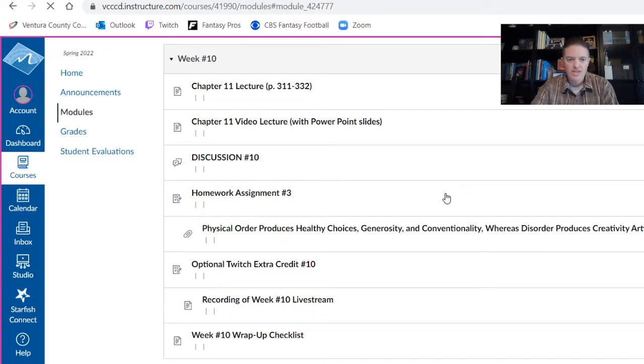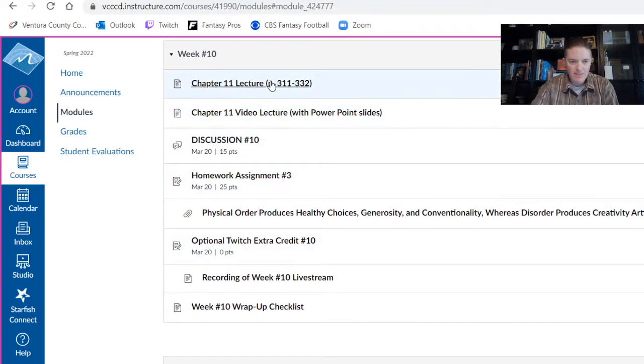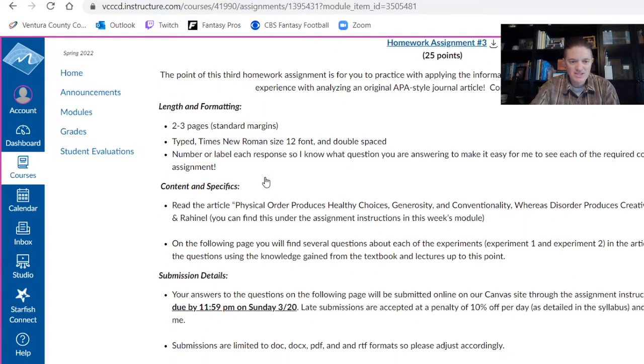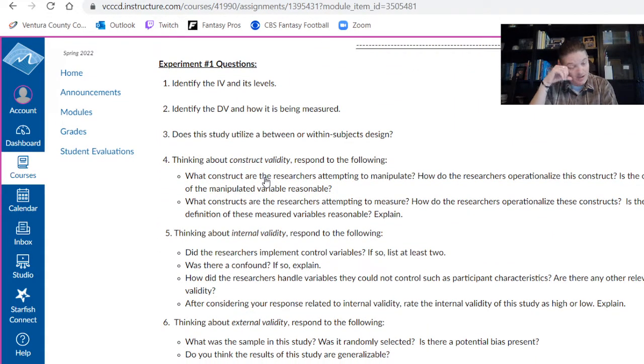So week number 10. Last week in week 10, we were looking at chapter 11 and discussion number 10, homework number 13. I want to talk just a little bit about the discussion and a little bit about the homework assignment. Let's start with the homework assignment, and most of you did a really beautiful job on this. You read through the article, did a good job answering my questions. I just want to highlight a couple of things, and I know this topic is difficult.